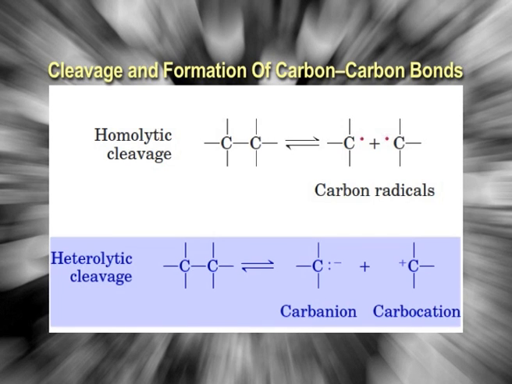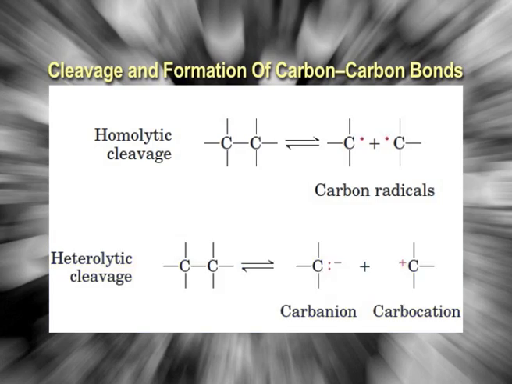Much more common is the heterolytic cleavage, where one of the carbons after the cleavage retains the pair of electrons. Consequently, it is in excess by 1 electron and will contain 1 extra negative charge and will be called carbanion. And the corresponding carbon atom which has lost its electron is deficient by 1 electron and will carry 1 positive charge and will be called carbocation.